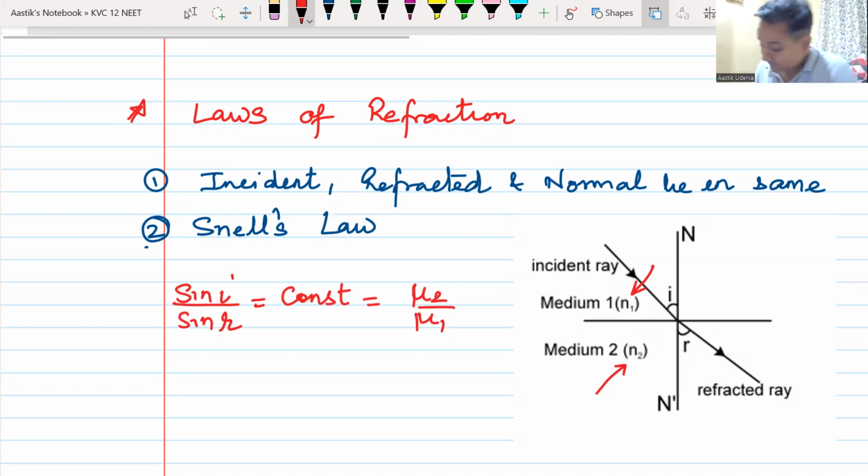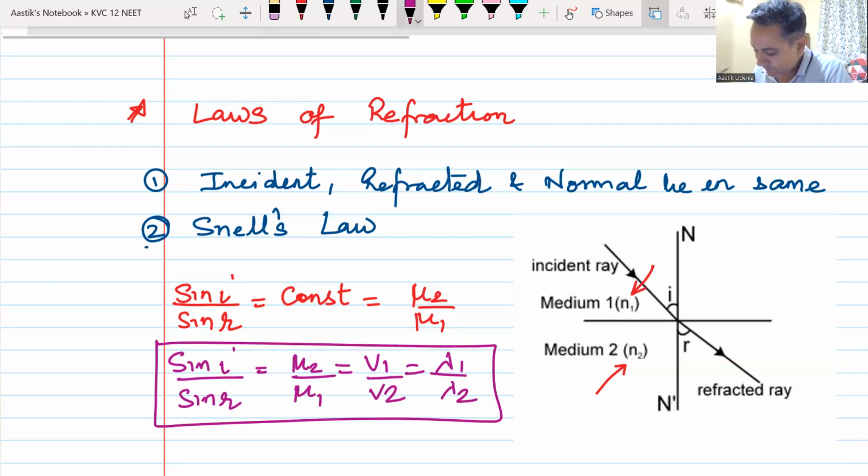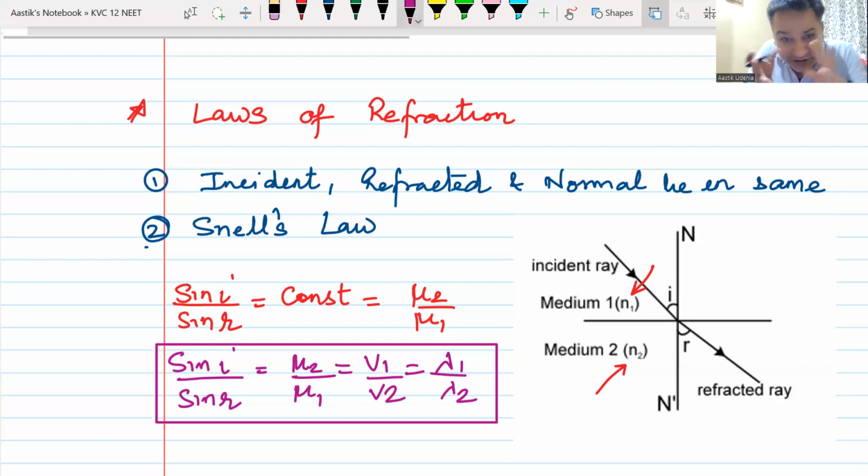Now I am going to write everything together, my dear friends. You all know this. Let us write this fast. Sin I by sin R is mu2 by mu1, Snell's law. Mu2 by mu1 is v1 by v2, and that is equal to lambda 1 by lambda 2. Everyone remembers this? Yes, sir. Everything written together. That's why I had to do it before the end of this class.